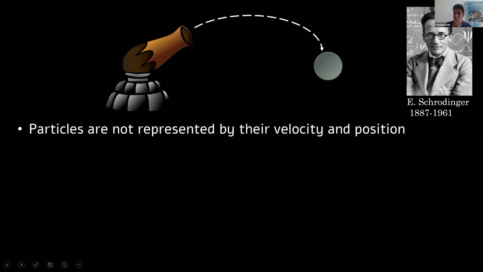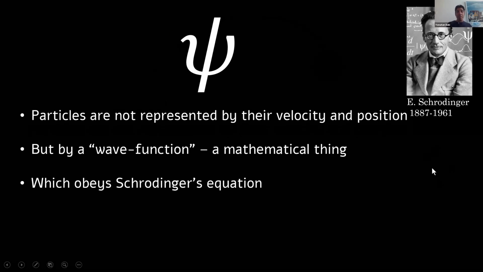And this was the crisis that faced a whole generation of young scientists. Erwin Schrödinger is the one that we'll talk about because he introduced Schrödinger's equation. And of course, this requires explanation. Schrödinger's explanation, which we now call quantum mechanics, is the following. As opposed to Newtonian mechanics, particles are no longer represented by the velocity and position. Rather, they are represented by something we call a wave function. What is a wave function? It's a mathematical thing. It's just a function of time and space.